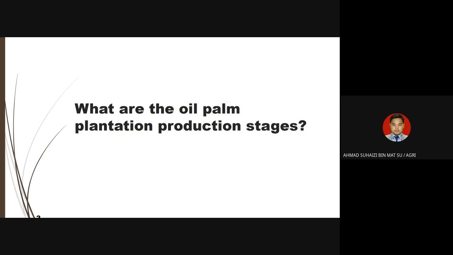After the seed is planted in the specific location for plantation, the stage will be different, following the standard agronomy practices. Bear in mind that oil palm is one of the world's most productive crops for oil production. The oil can be produced for food as well as for biodiesel.